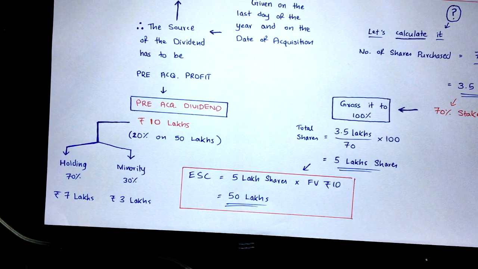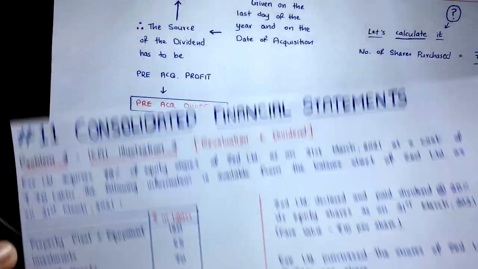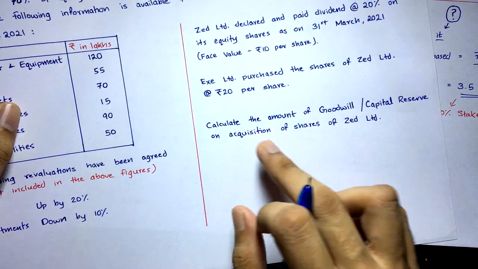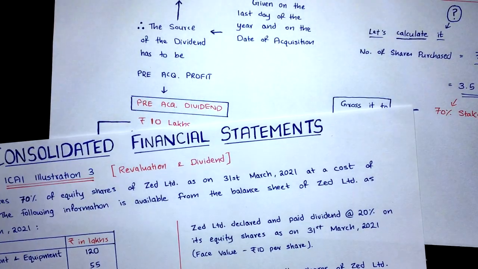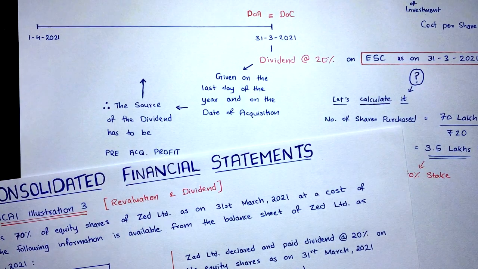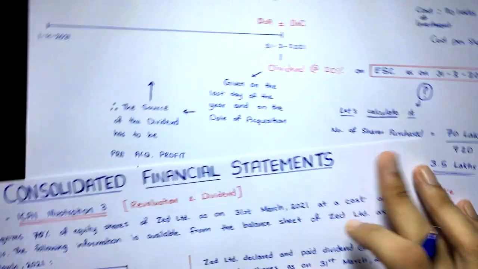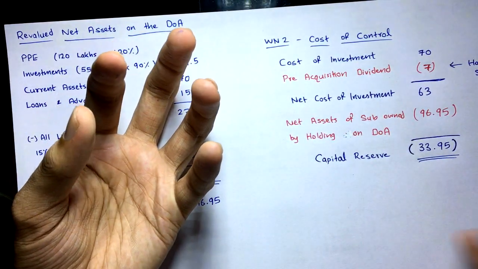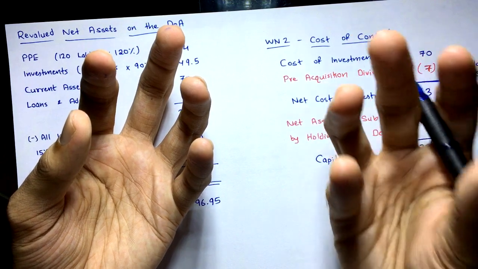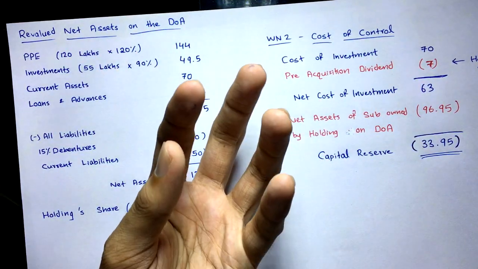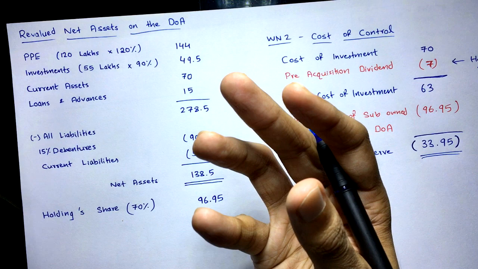Now we have to see the cost of control, because that's the requirement of this question. The requirement was, see here, calculate the amount of goodwill or capital reserve on acquisition of shares of Z Limited. So now let's see what you have to do in the cost of control. It's very simple. In cost of control, you need cost of investment, and you need net assets of subsidiary that is owned by the parent on the date of acquisition. When you subtract these two, if you get a positive figure, that means it's goodwill. If you get a negative figure, then that's capital reserve.